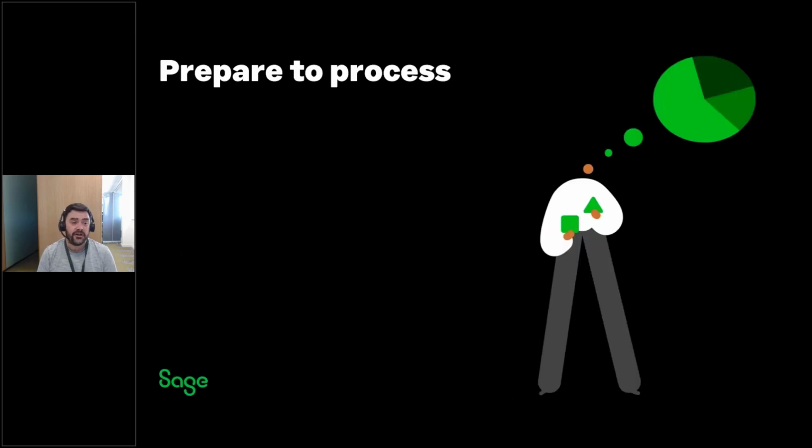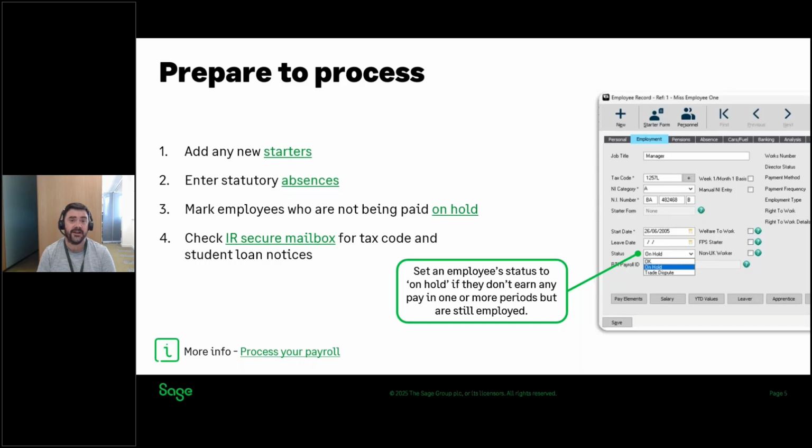So let's get things underway with a quick look at a preparation checklist. For this checklist, we have 4 tasks to complete before we process our payroll. The first of which is to add any new starters that have joined you since the last payroll that you ran. If you came to our starters and leavers webinar, which we ran yesterday or last week, you'll know more about the process for adding new starters, but I have linked to our guide, which contains some useful step-by-step information if you need it on this checklist.